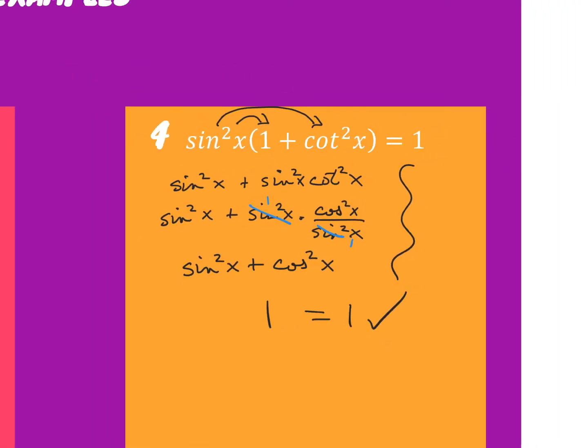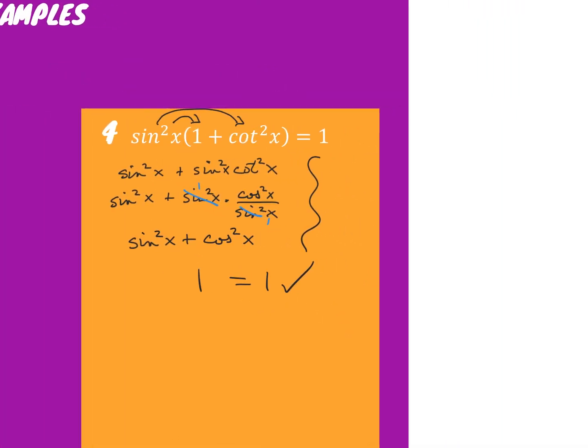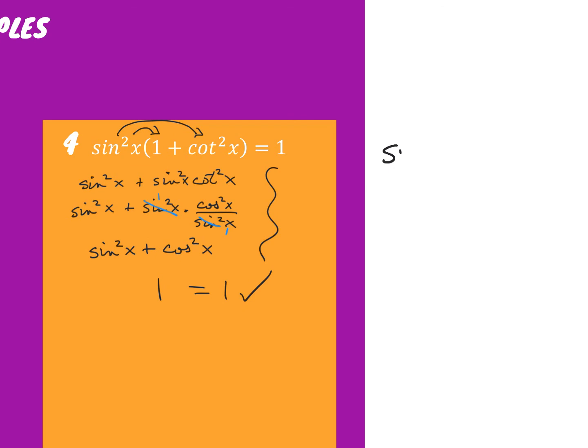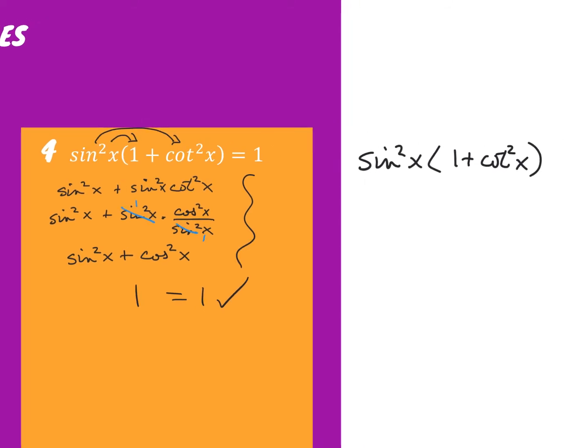Let me come over here to the side. So let's say instead, let me rewrite the problem. 1 plus cotangent squared x. So if you recall, there's a Pythagorean identity that states that 1 plus cotangent squared x equals secant squared x. I'm going to replace that. So sine squared x.